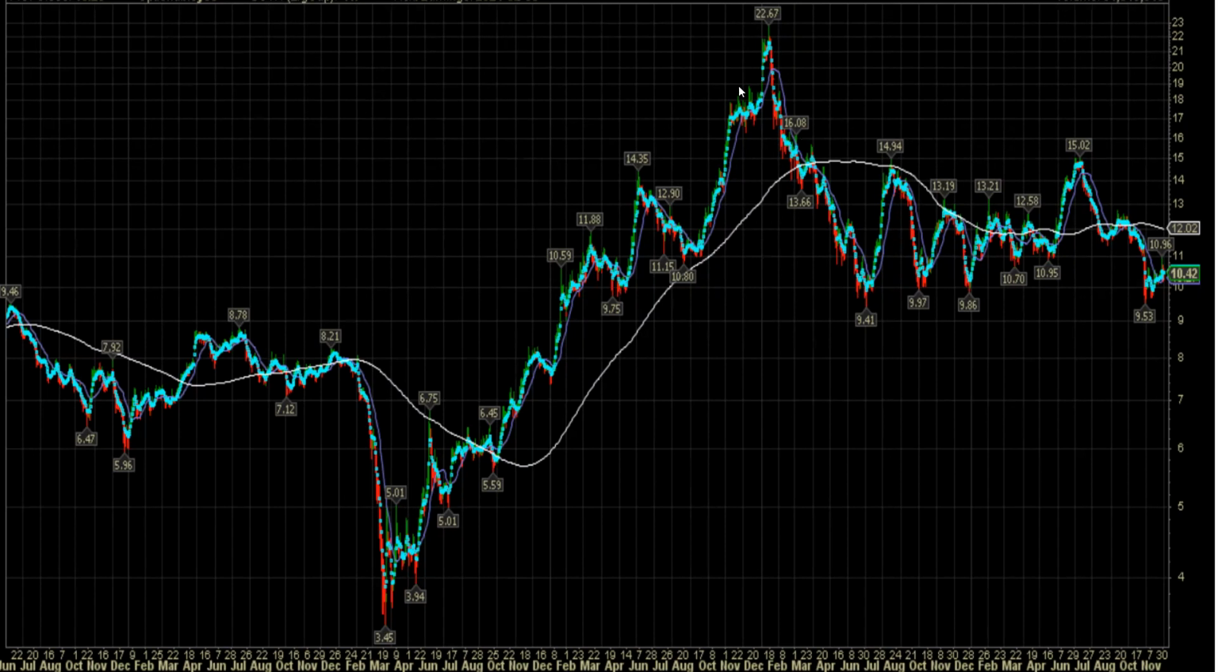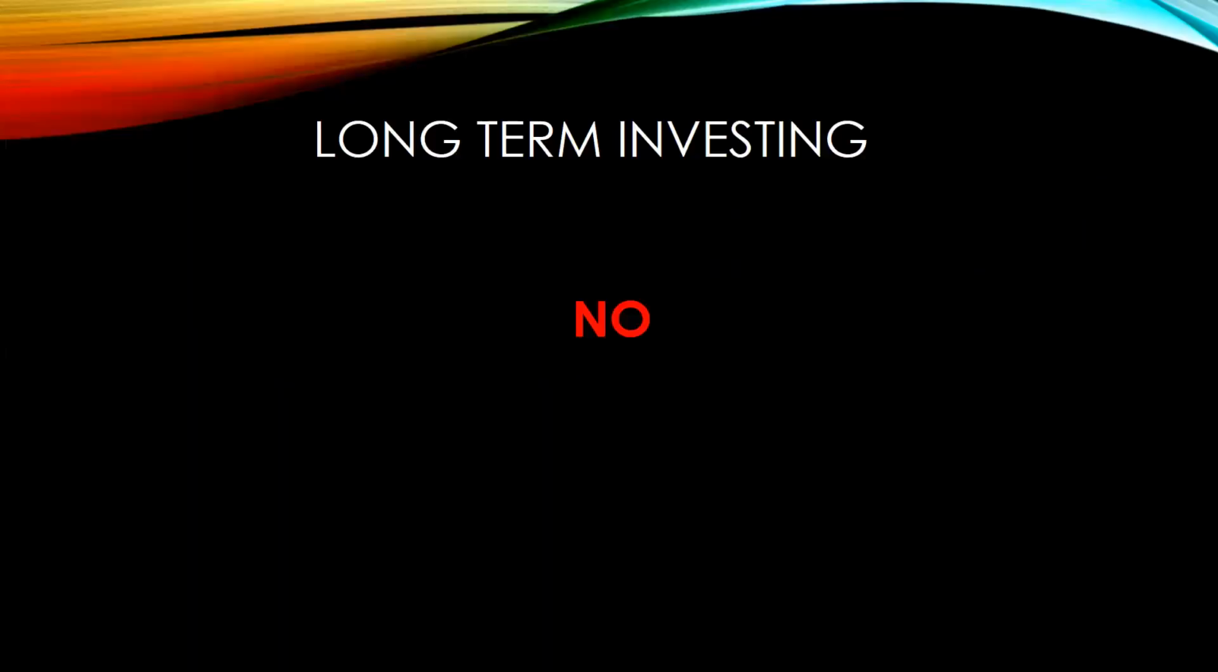Now it did get higher. It went up to $22, but then it fell back to this area that it's in now, around 10 to 14. So because it lost value, and it's not continuing to go up, I would not consider this stock a good long-term investment stock. So for long-term investing, it's a no. So it's important for you to pick the right stock to do what you need it to do and what you want it to do.